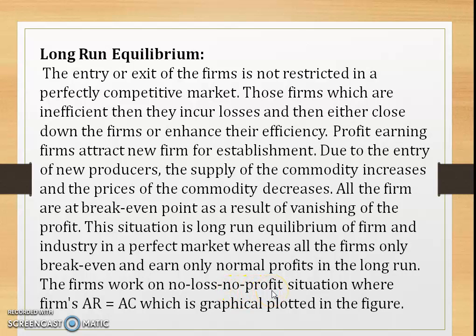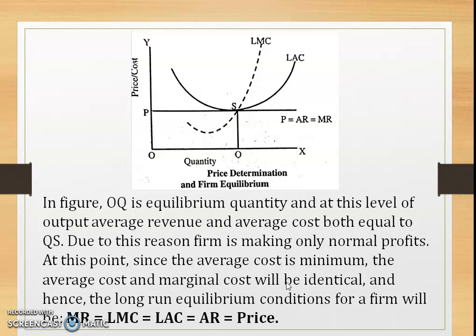That is the break-even situation, where firm AR, that is the average revenue, is equal to average cost, which is graphically plotted in the picture. Let's see. In the x-axis, it has been considered quantity, that is the output, and in the y-axis, it has been considered price. So the line which is parallel to the x-axis is nothing but the price line, which is equal to AR is equal to MR. The average revenue is equal to marginal revenue.